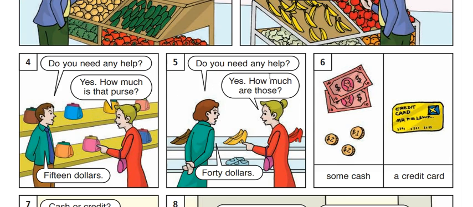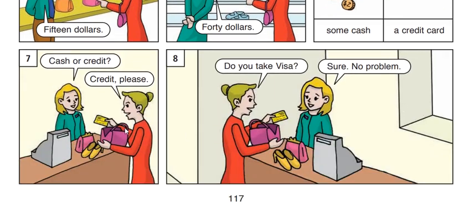Picture 5. Do you need any help? Yes. How much are those? Picture 6. Some cash, a credit card. Picture 7. Cash or credit? Credit, please. Picture 9. Do you take Visa? Sure, no problem.